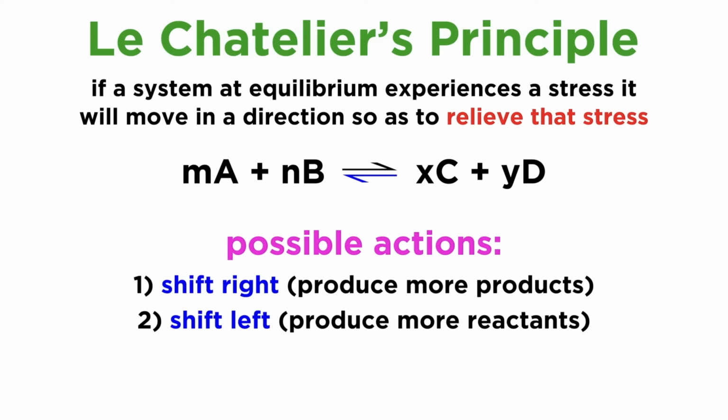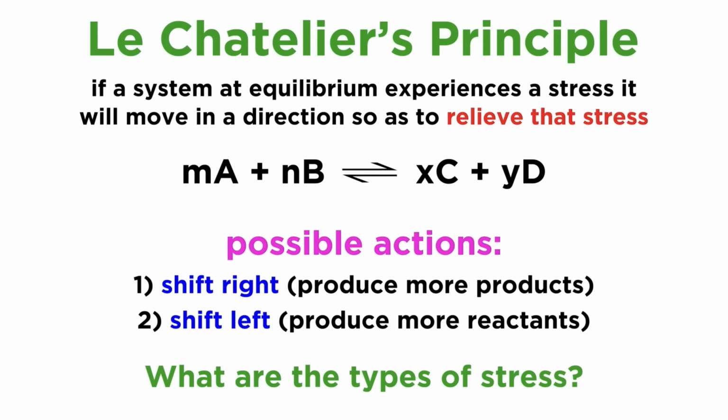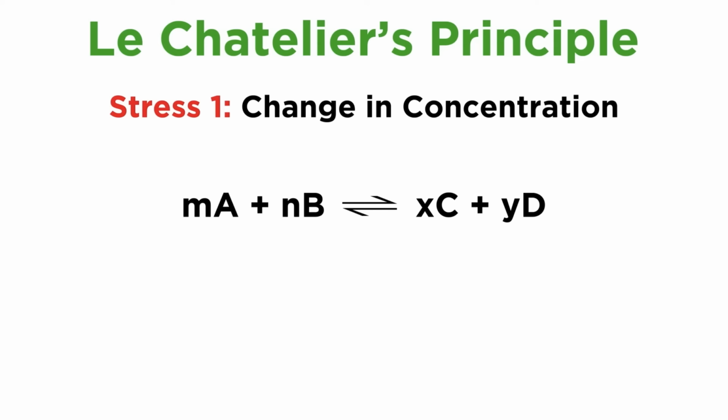And we need to be able to predict the direction in which the equilibrium will move depending on the type of stress that the system is experiencing. Let's examine the types of stress that a system can experience. The first would be a change in concentration of one of the reactants or products.